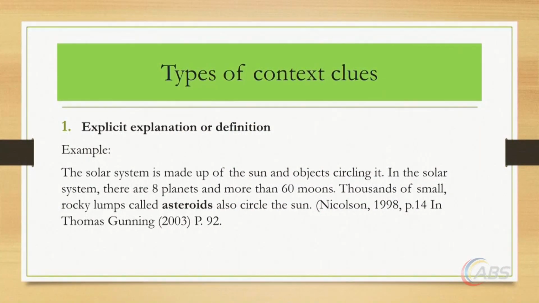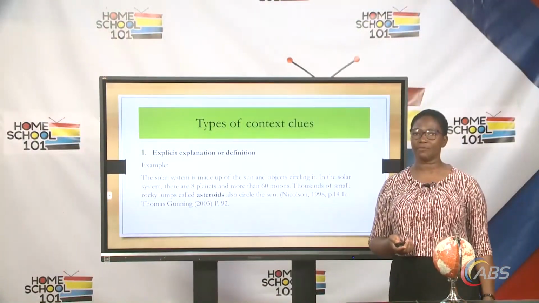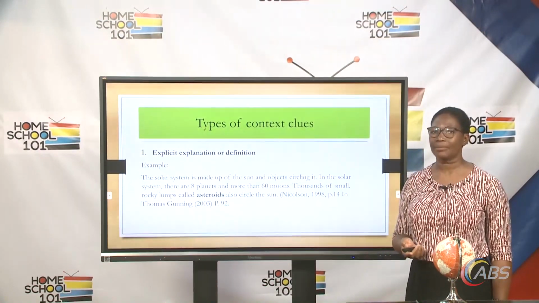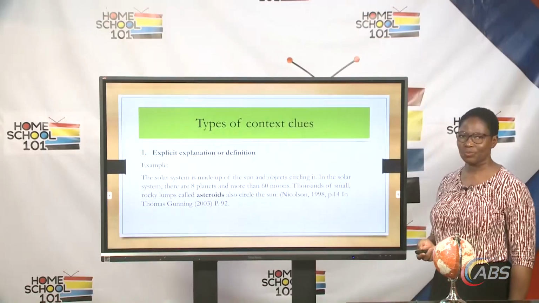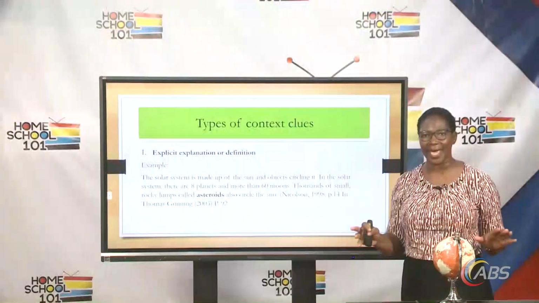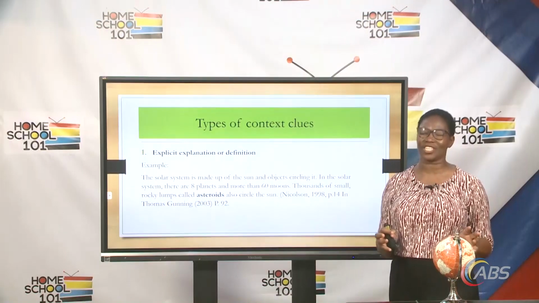There are many different types of context clues, and I know that you have already learned about the different types of context clues, so we are going to recap these very, very quickly. So come along with me. First, you have explicit explanation or definitions. So the writer uses a word, but in the passage, in the discourse, an explicit, plain, straightforward definition is given.